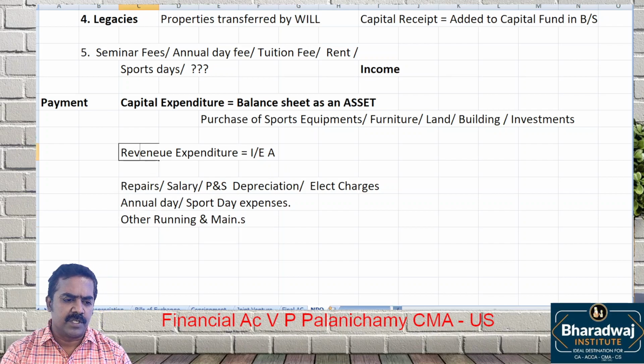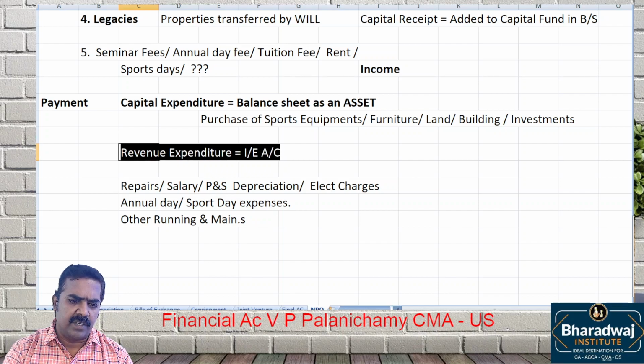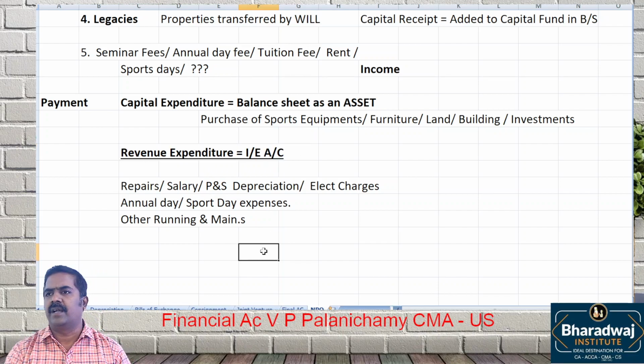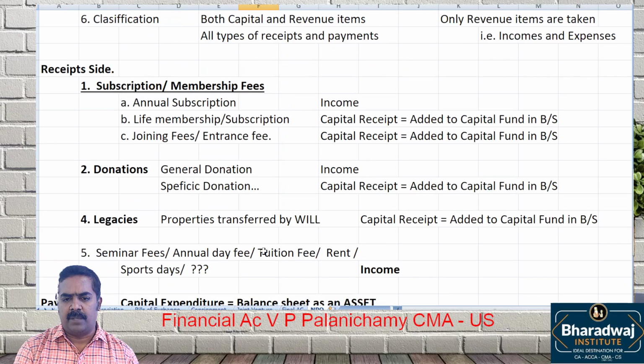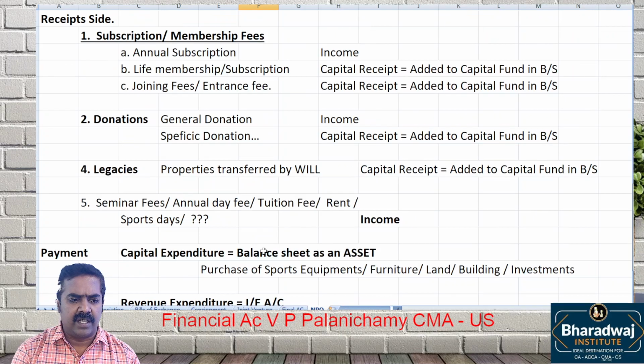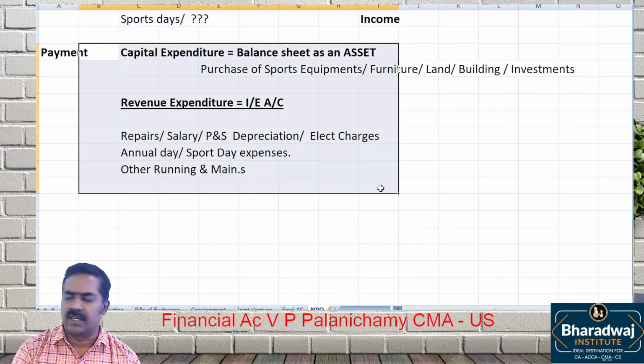That will be taken to which account? Revenue expense. Income and expenditure. These are all revenue expenditures. They are recorded in which account? Income and expenditure account. So based on this, what type of an MCQ that can be tested is they can ask classification, where it will be recorded, how it will be recorded, and the many questions they can ask you.